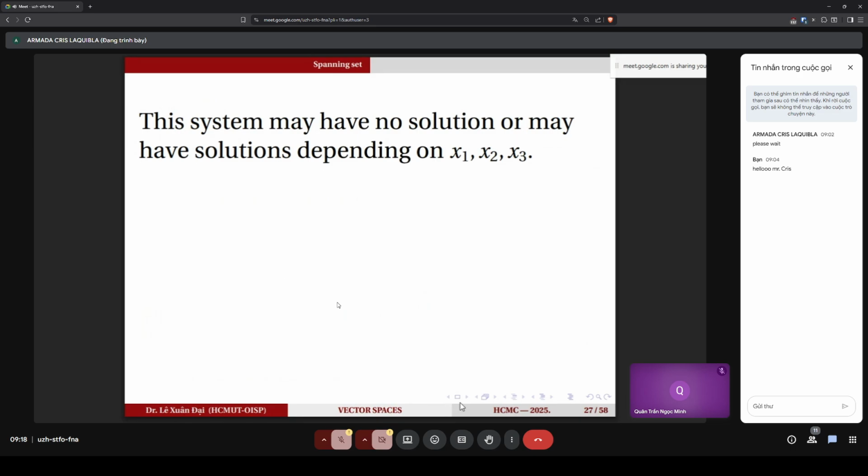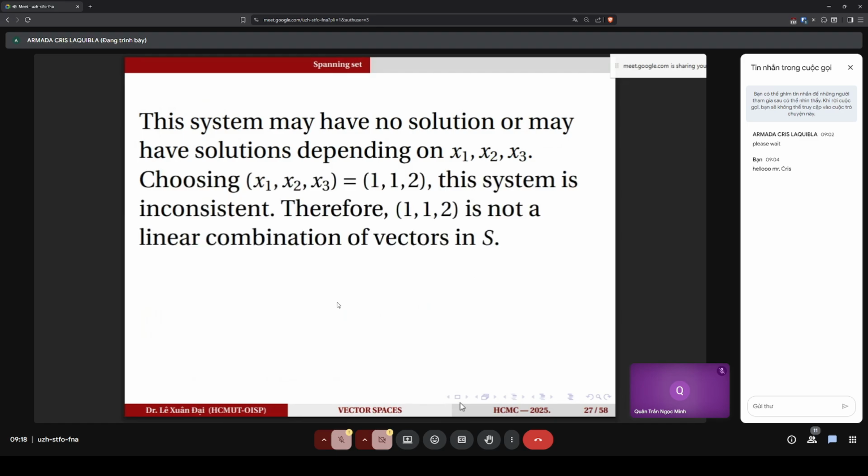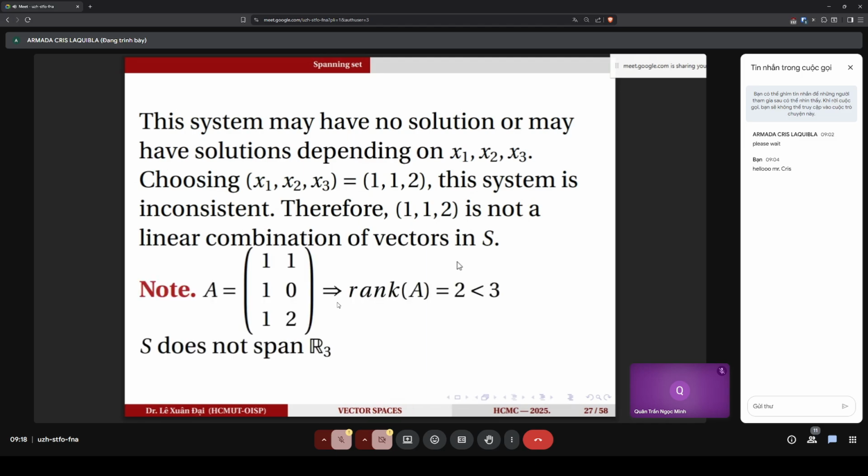So this system may have no solution or may have solutions depending on your x1, x2, x3. Now if you choose, this is arbitrary choosing, class. We choose arbitrary x1, x2, x3 equal to 1, 1, 2. So this system becomes inconsistent. Therefore, 1, 1, 2 is not a linear combination of vectors in S.